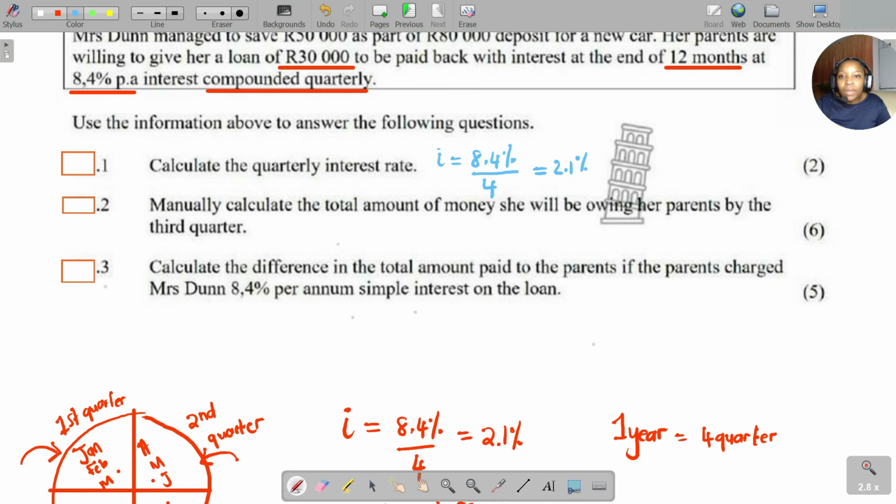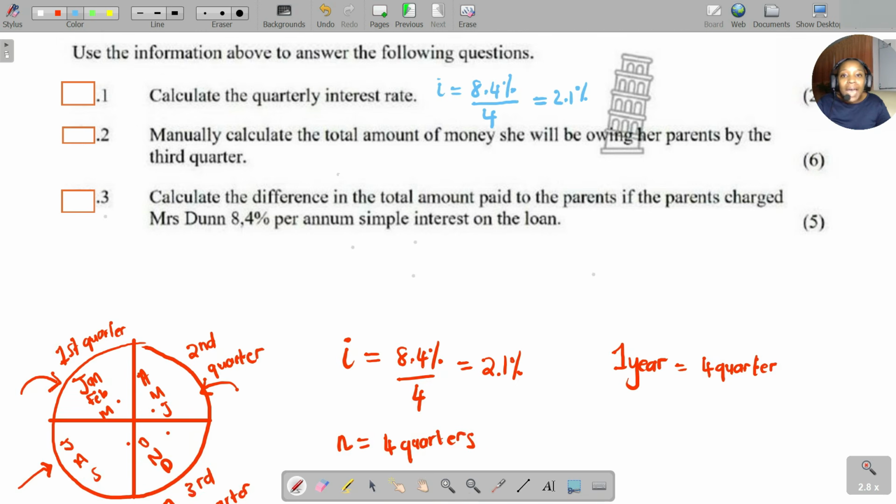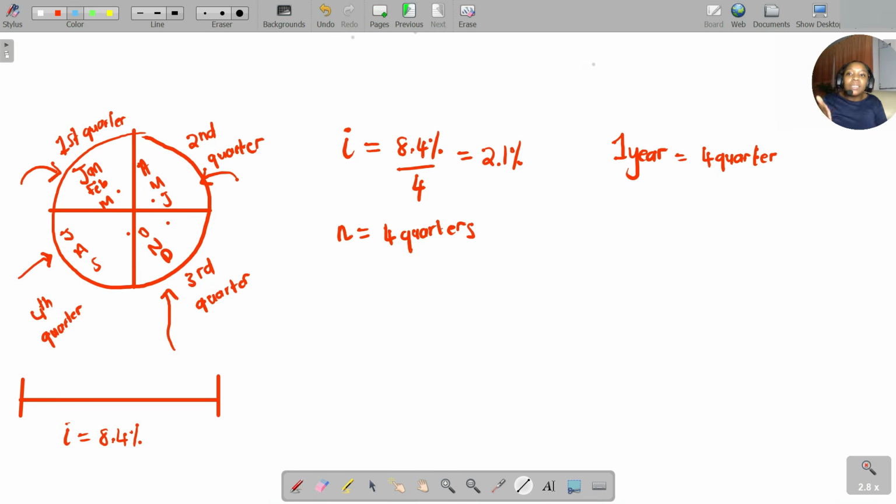Question 2, manually calculate the total amount of money she'll be owing her parents by the third quarter. Right, so here we want to actually calculate what is the total amount of money that she will owe her parents by the third quarter. So it basically means that we need to calculate the amount that she'll owe her parents in the first quarter, second quarter, third quarter. So we don't have to go all the way until the fourth quarter. They're just asking us to calculate it up until the third quarter, right?